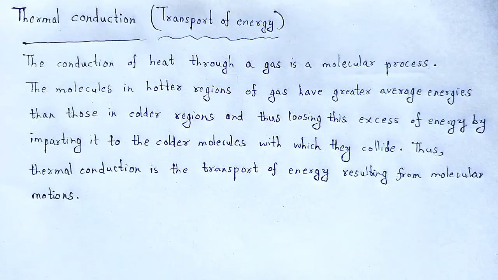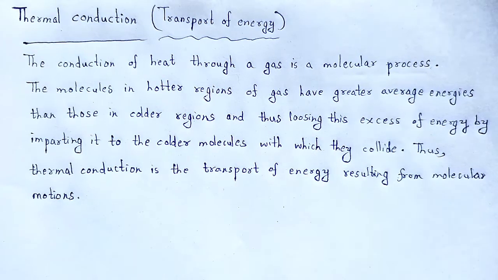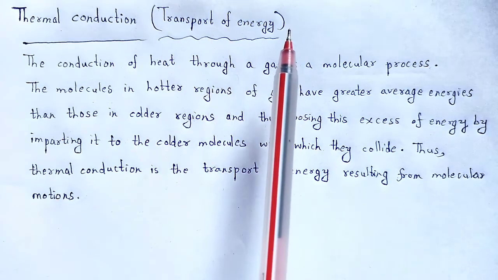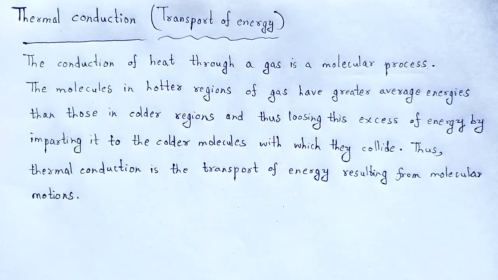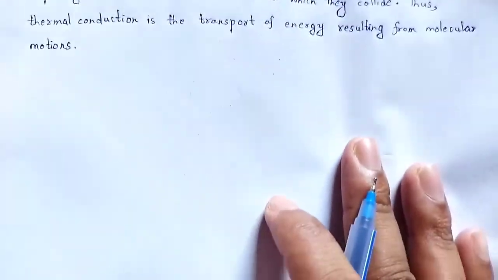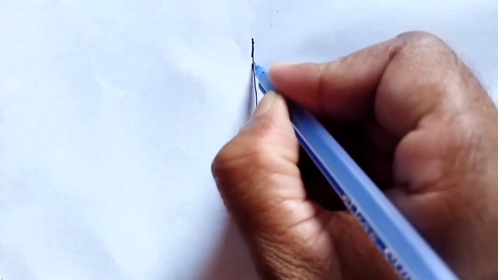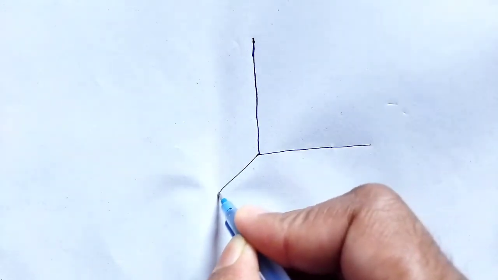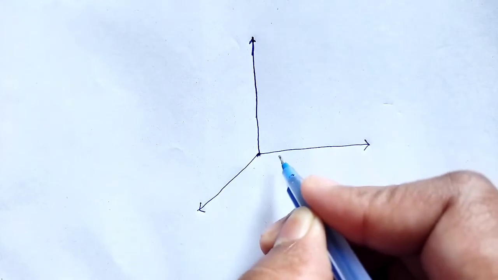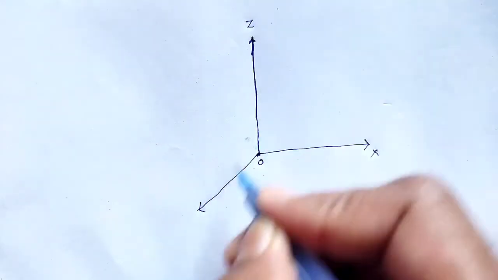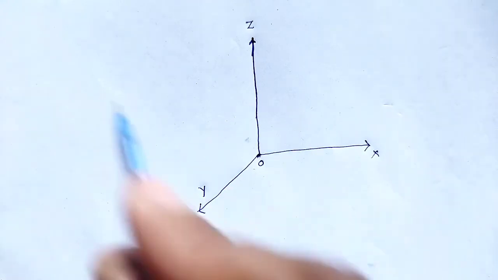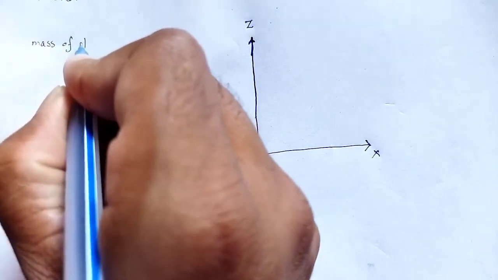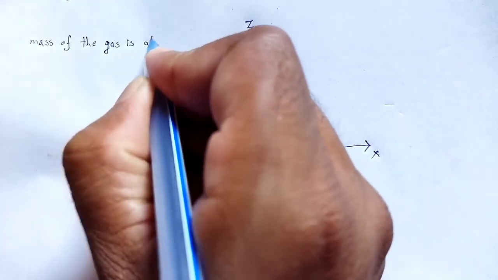Now, we mathematically derive how thermal conduction, that is transport of energy, occurs in an ideal gas. To derive that, let us consider that the mass of the gas is at rest. We take the coordinate axes O, X, Y, Z. This is the Z axis. Here we consider the mass of the gas is at rest.